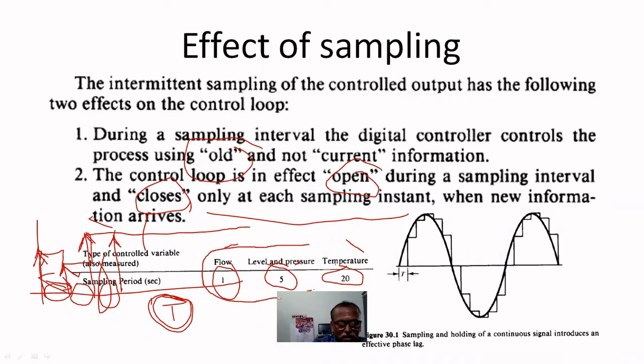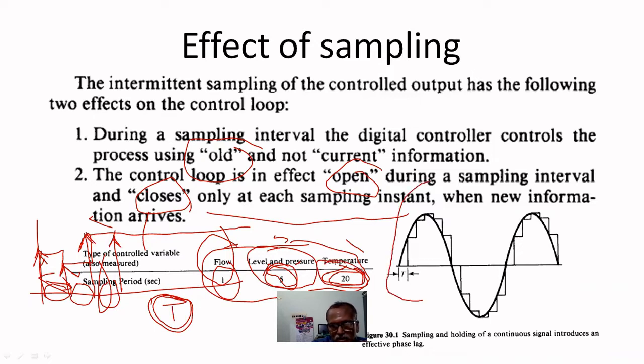These are all recommendations, not rules. You can select based on your process time constant. But generally we can say that for flow, the sampling period is very small because of a very small time constant, a fast process. Level and pressure have moderate speed, that's why 5 seconds. Temperature is very slow, that's why 20 seconds.